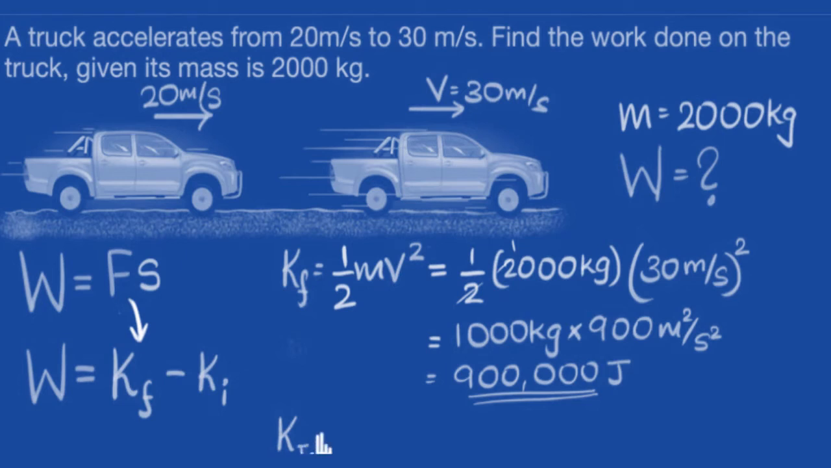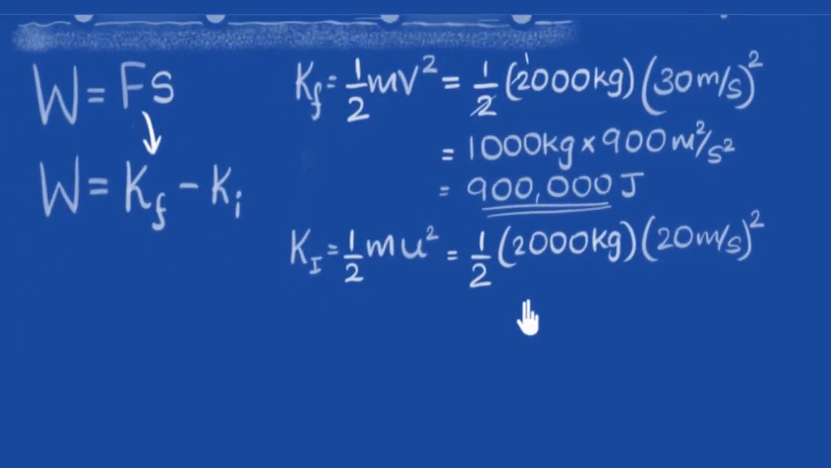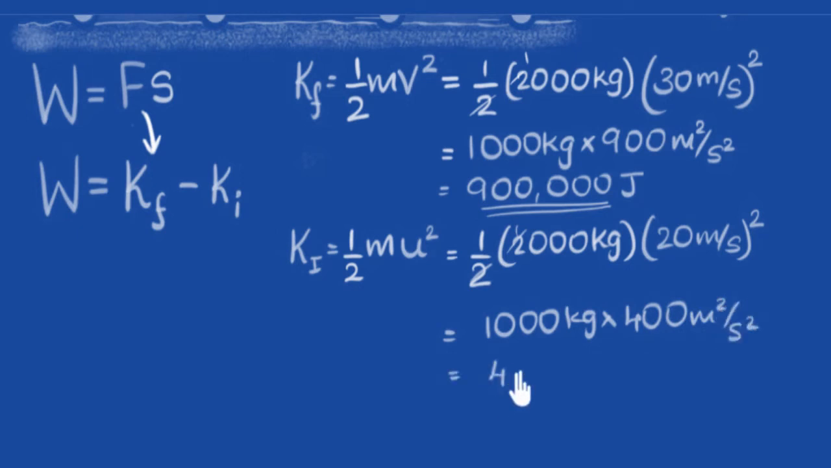Similarly, the initial kinetic energy. Well, we have half m times the initial velocity squared. The initial velocity we call u. And again, if we substitute and simplify, 2 goes into 2,000 again, giving 1,000 kilograms, and 20 squared is 400. This time we get 400,000 joules. So this is the initial kinetic energy, and the other is the final kinetic energy.